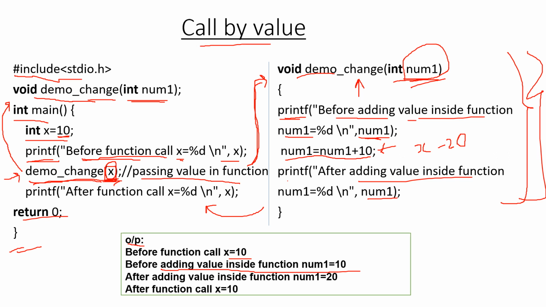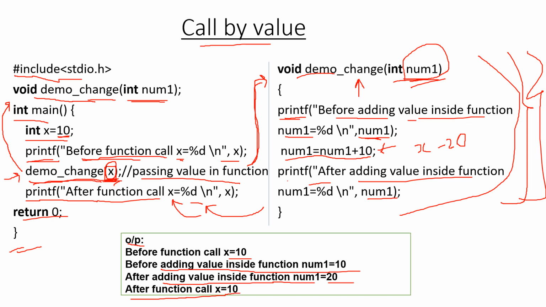So here when I'm printing this value, you can see in output, after adding value inside function, number 1 is 20. Now all the sentences of this function have been completed, so it will shift to the sentence after the function calling. My next sentence in main function is printf after function call the value of x. Now see in output, after the function call x is equal to 10.